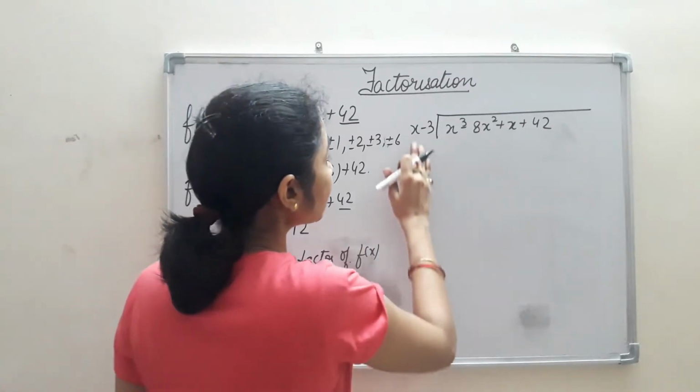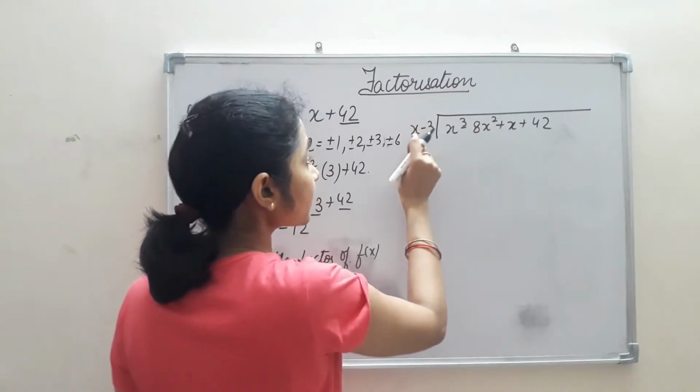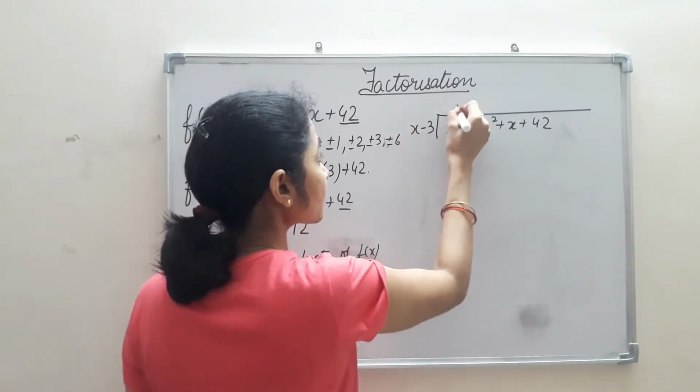So starting with the division by x minus 3, when I divide this polynomial by x minus 3, what should I put here to get x cube? x square.